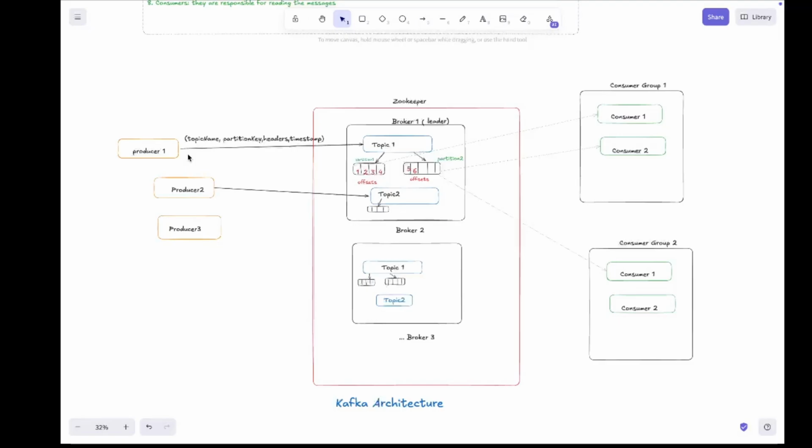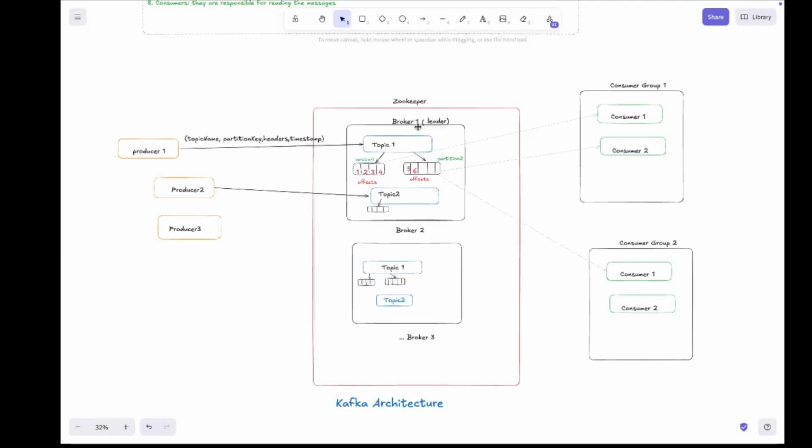So let's say producer 1 produces a message to topic 1, or topic name, partition key, headers, and timestamp. Timestamp is nothing but when the event got triggered. Headers can be an optional field, and even the partition key can be optional, right? By default it can take some partition, but you can send a partition key as well. Then there is a Zookeeper, which is kind of deprecated, but since it was in the original architecture, let's include it in our design. So you have your Zookeeper, which is kind of a cluster manager.